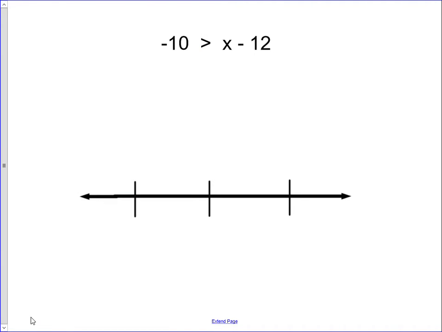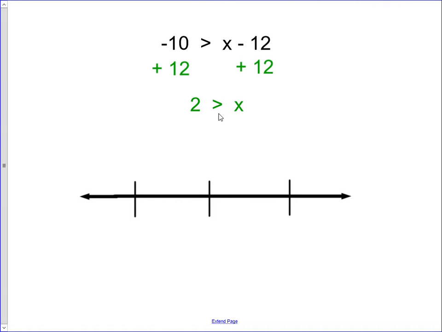On our next example, we've got negative 10 is greater than x minus 12. Well, here's the variable x. They're subtracting 12. To isolate it, we need to do the inverse operation, which would be to add 12 to both sides. Over here on the left-hand side, negative 10 plus 12 would be a positive 2. Over here, if we take away 12 and then put it right back, nothing happens, so we've got x isolated. So our solution to this one would be 2 is greater than x.